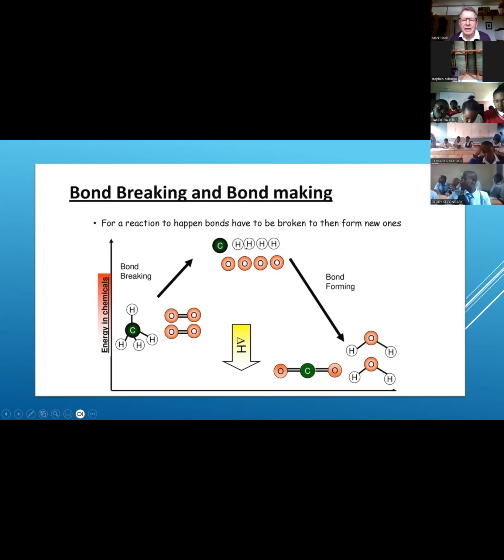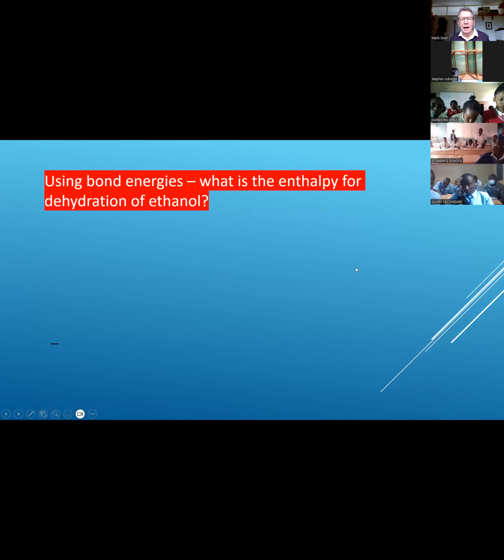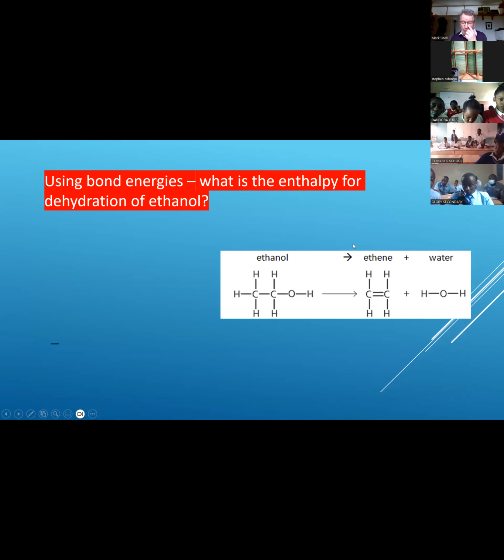Those atoms are not joined. Then they recombine, making new bonds to make 1 carbon dioxide and 2 waters. By adding up the amount of energy we have to put in to break the original bonds and then make the new bonds, we can find out the energy of the reaction. So then we had an example, which was the dehydration of ethanol to ethene.